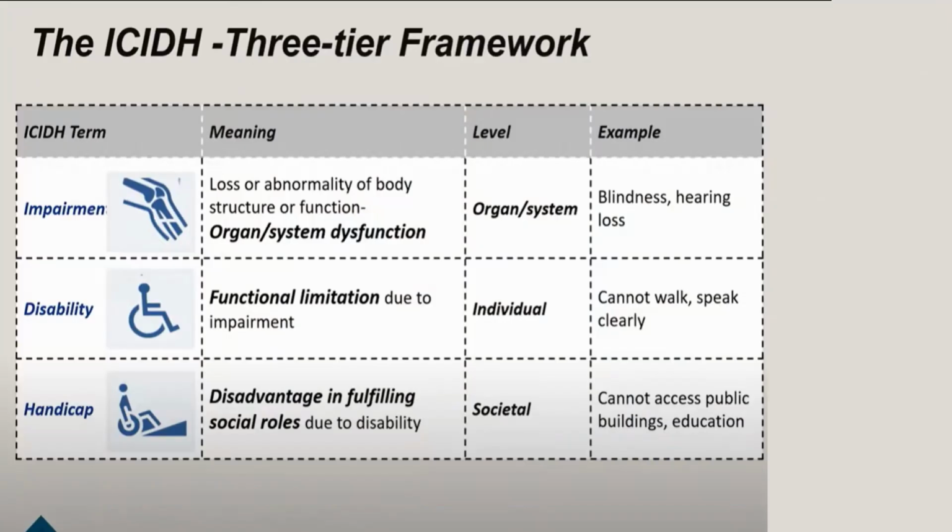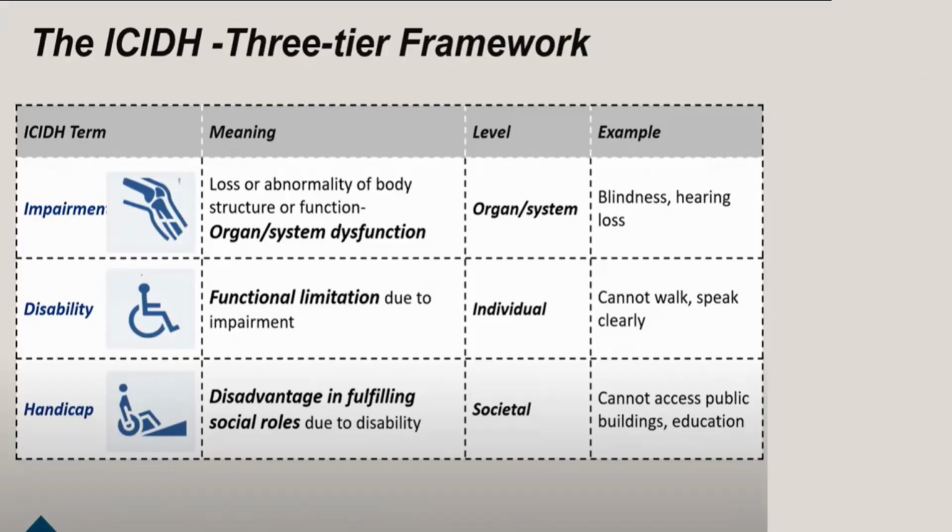ICIDH term: impairment, meaning loss or abnormality of body structure or functions, organs due to accidents. Its level is organ and system. Example: blindness, hearing loss, loss of any body part. And disability: functional limitations due to impairment, at the individual level. It is an individual disability.